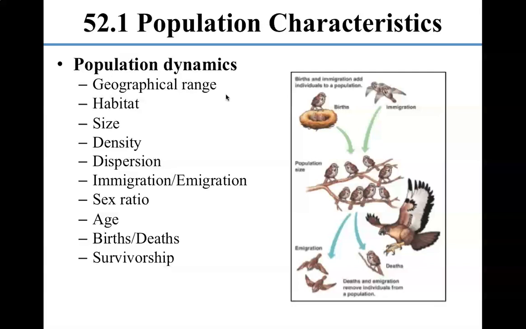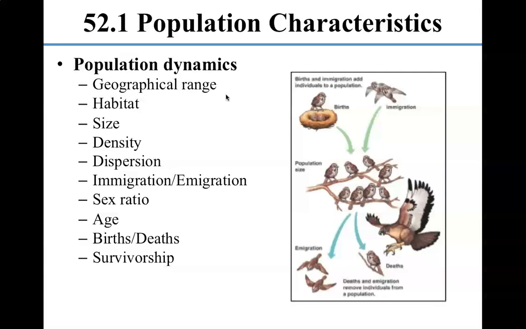How long do they live? At what age do they start reproducing? How many births do they have compared to how many deaths? How many of them survive to old age? And so on and so forth. So these are all different characteristics that a scientist would use to study any population. And that's what this chapter is all about.